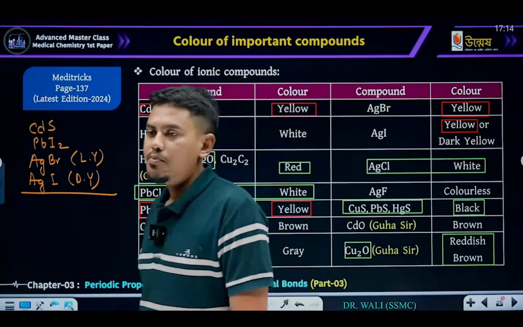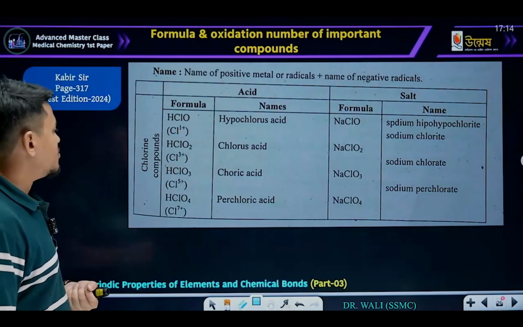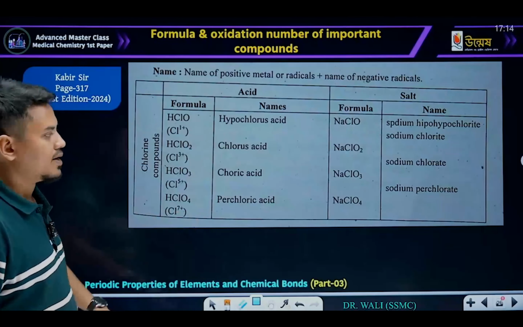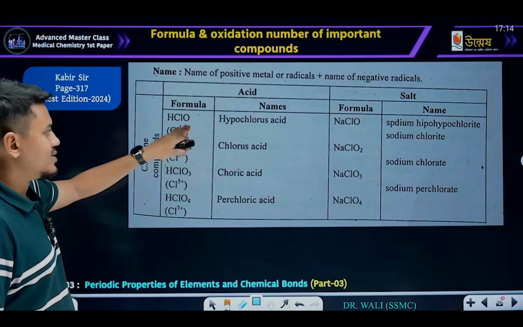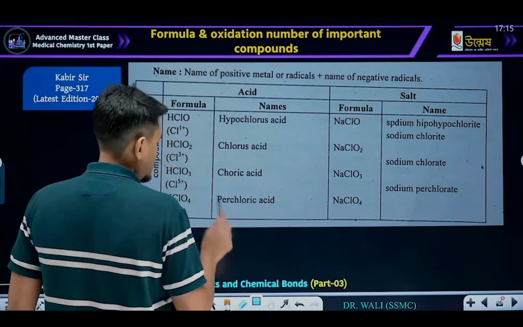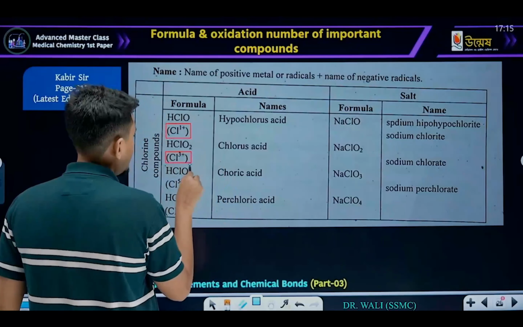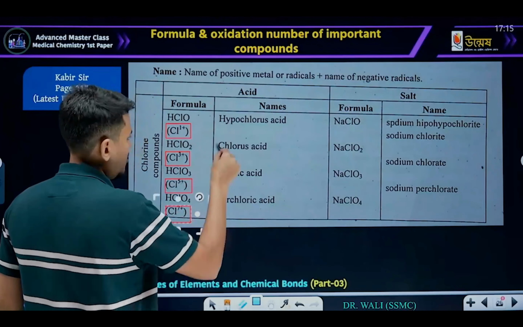Anyway, some naming of positive metals or radicals are given in Kovir sir's book. This is what it is: hypochlorous, chlorous, chloric, perchloric. This is basically due to the oxidation state. When it is +3, it's chlorous. When it is +5, it's chloric. When it is +1, it's hypochlorous. So mark this oxidation state, because this is the responsible number for that name.